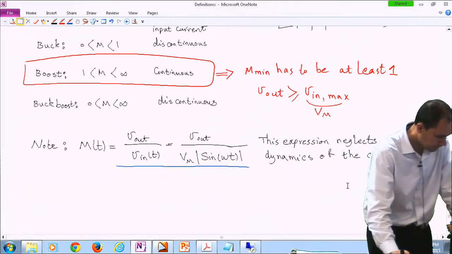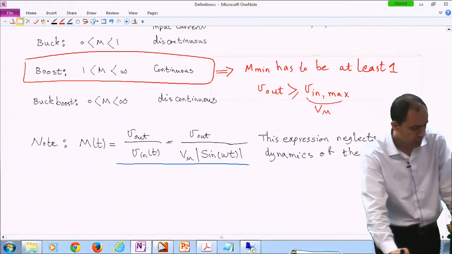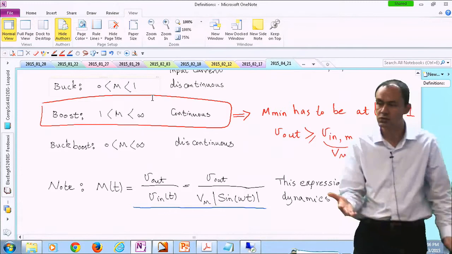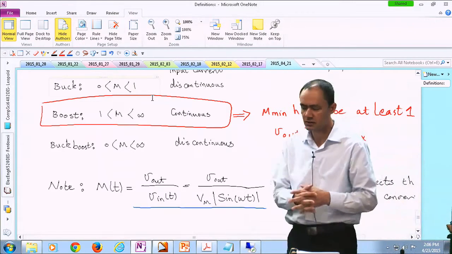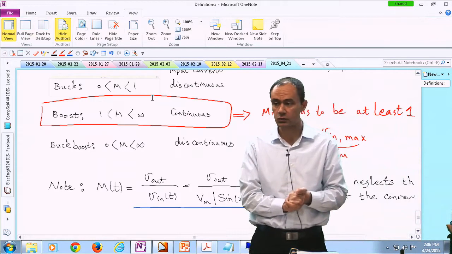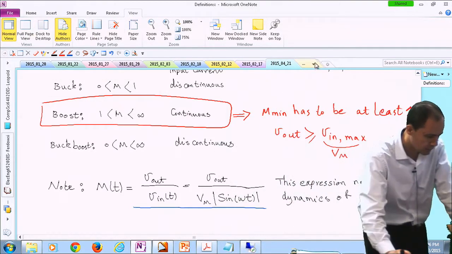All right, so any questions? Okay, so we're going to move on to different ways of using this boost. So boost topology by itself seems to be a promising choice. Now the next question is, how can we control this boost? So there are different ways to operate and control the boost topology.